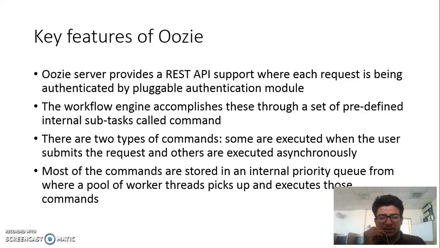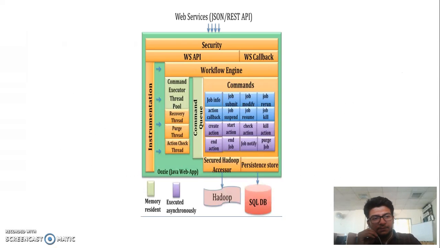Now most of the commands are stored in the internal priority queue, from where a pool of worker threads picks up and executes those commands. So all these commands are stored in the internal priority queue, and whenever the turn comes, each of the commands is performed by a pool of worker threads which execute those commands.